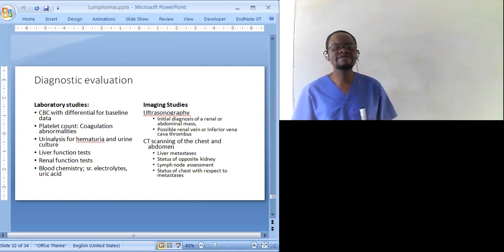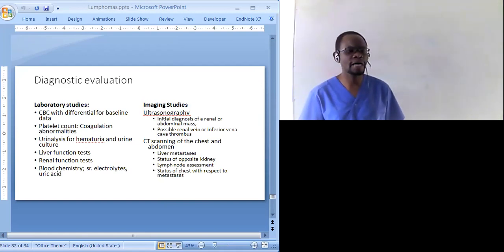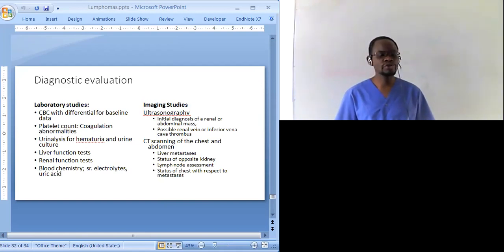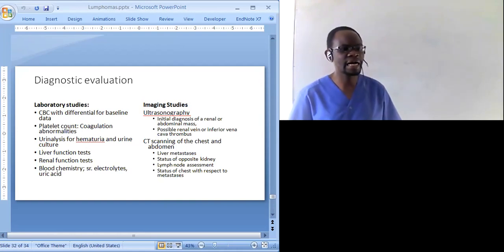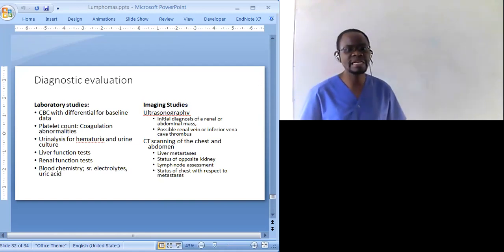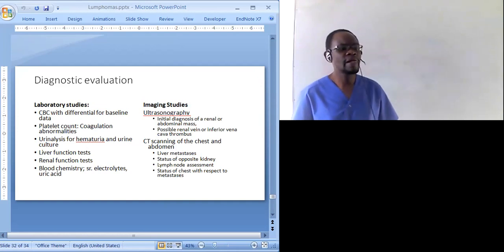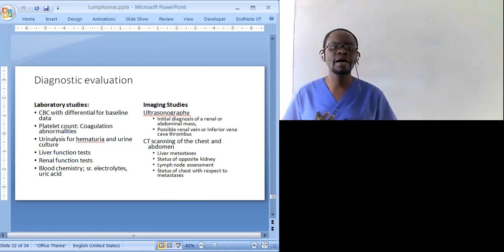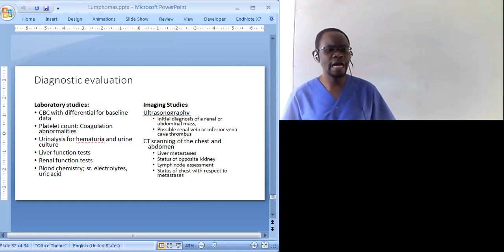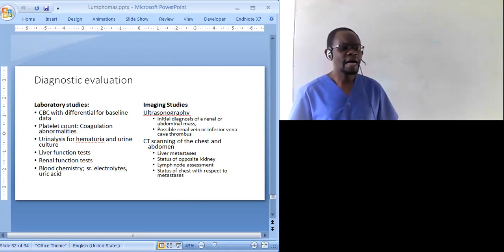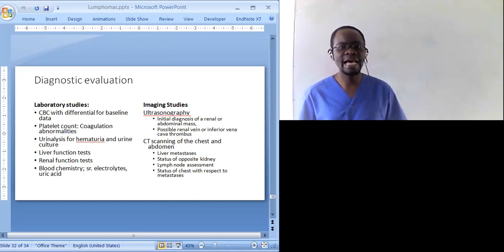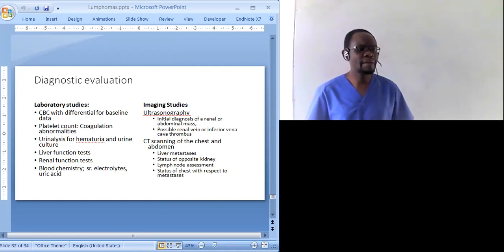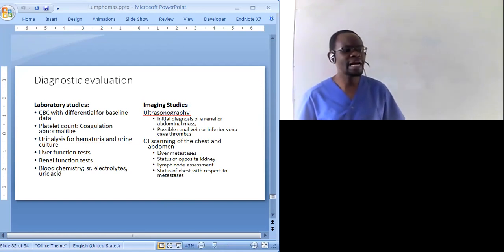So what do we do as far as diagnostic evaluation for this condition is concerned? We have laboratory investigations where you do CBC. Of course, CBC is required because remember we talked about anemia. You want to know the baseline, and also the HB and all those things. Then the platelet count, urinalysis for hematuria, liver function tests.